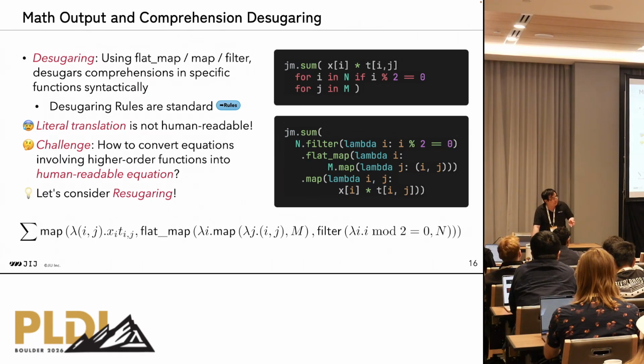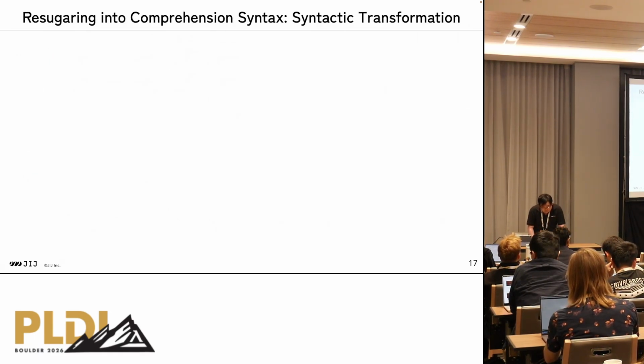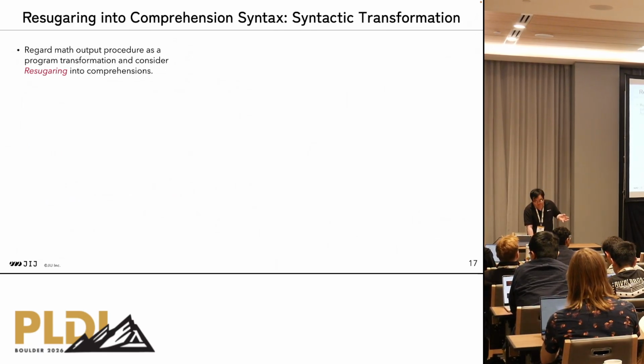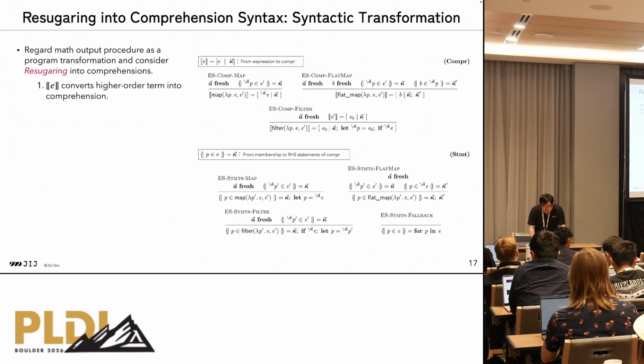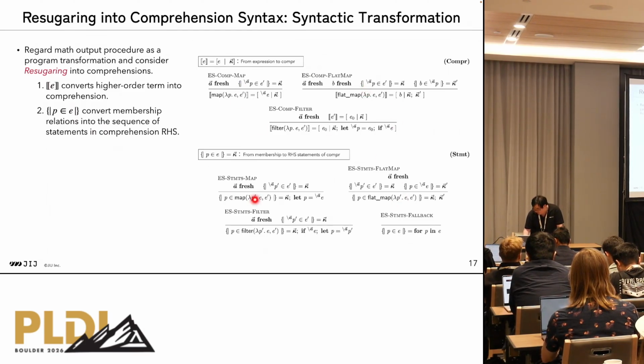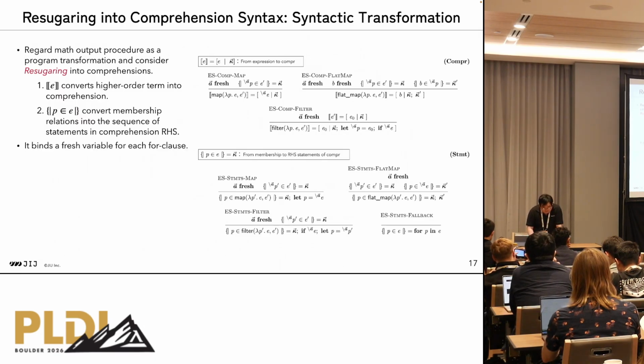So we consider resugaring here. We regard mathematical output as a program transformation and consider resugaring the comprehensions. There are two layers of rules here. The first layer transforms expressions into comprehensions, with these rules. Under the hood, it calls the second transformation to resugar membership relations into the right-hand side of comprehension syntax. Throughout the transformation, we bind fresh variables for each for clause to avoid name collisions.